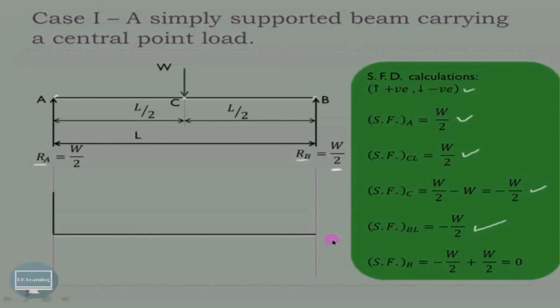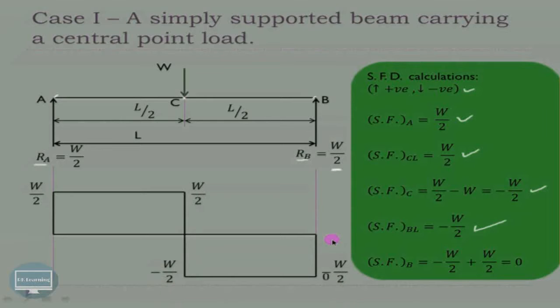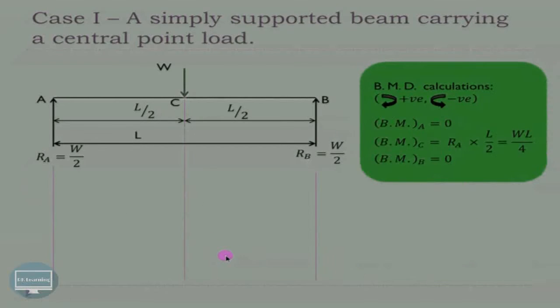Now shear force at A is W by 2, shear force at C left is W by 2, exactly at C it is minus W by 2, again at B left it is minus W by 2, and at B it is 0. So that will complete our shear force diagram. Above the baseline the diagram is positive, below the baseline we have taken the negative values. Actually there is no need of writing down these negative values over here, because these values are in the negative region, below the baseline.